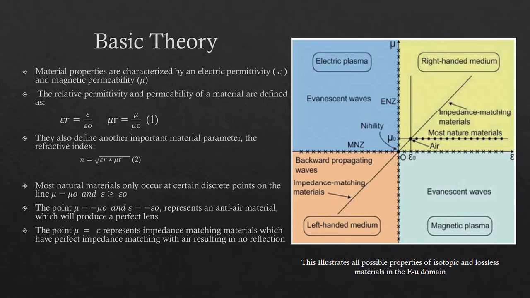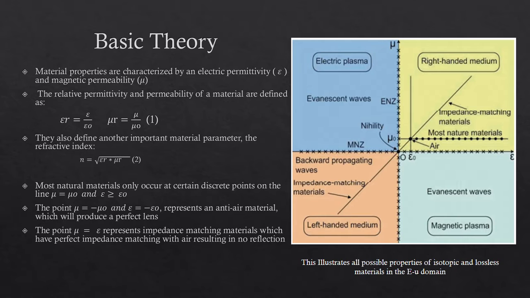Most materials found in nature have a positive value of permittivity and permeability and occur at certain discrete points on the line mu equals mu naught and epsilon greater or equal to epsilon naught. There are also several lines and points that indicate special material properties.